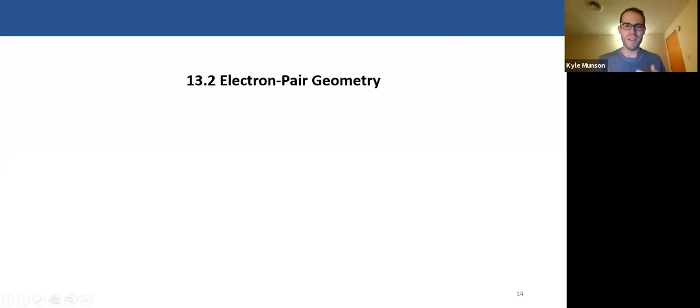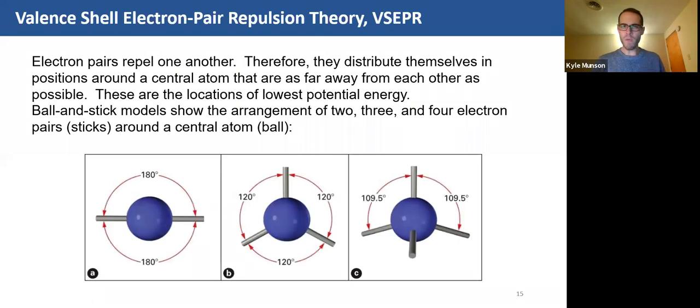So we're almost done our videos in chapter 13 and for the semester, and we're going to talk about electron pair geometry in this video and molecular geometry if we have time. So before we do that, we need to talk about something called valence shell electron pair repulsion theory, or VSEPR theory. And the idea is pretty simple, is that the electron pairs that we've been using in Lewis structures repel each other. So they distribute themselves in positions around a central atom that are as far away from each other as possible to minimize the potential energy of the molecule.